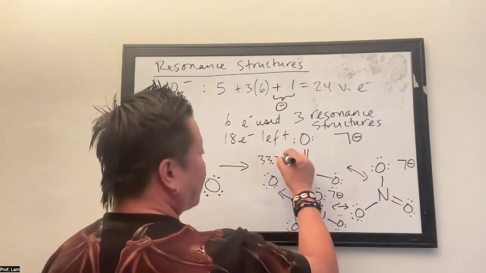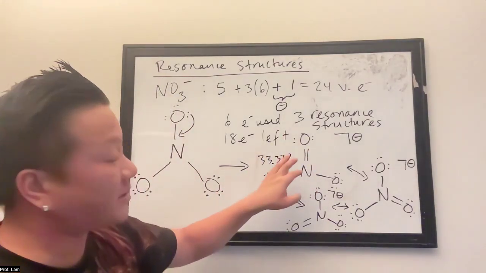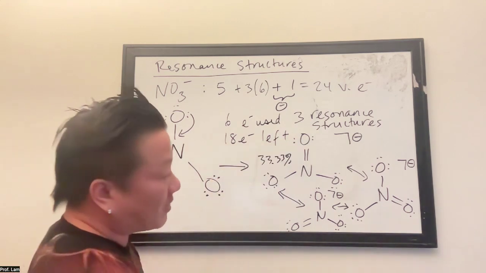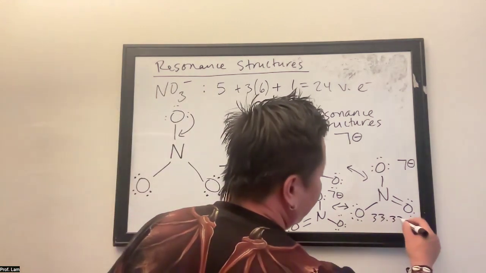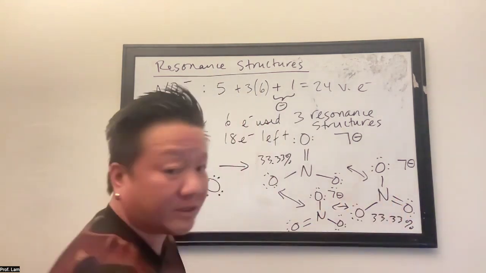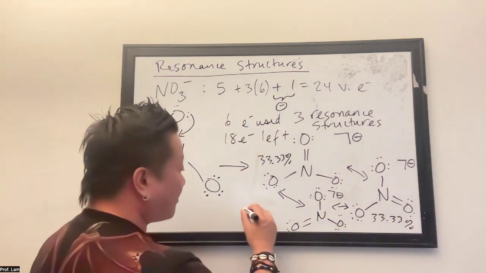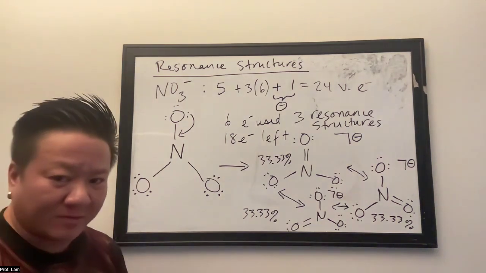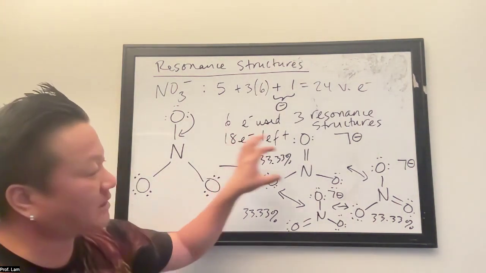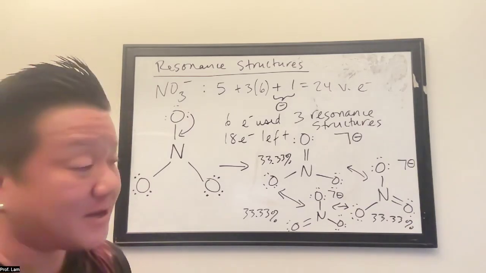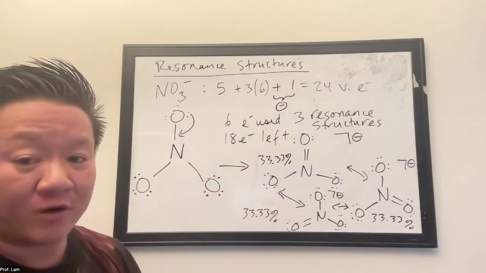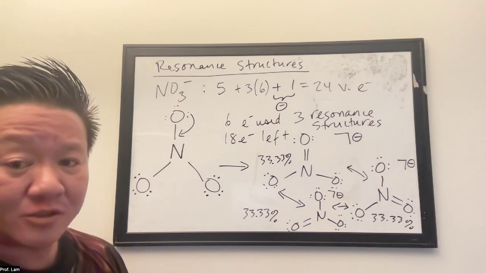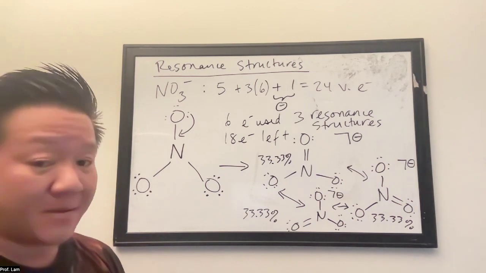So 33.33% of the time, you would say this picture is the truth, as in the 2 electrons lie between these 2 atoms. But another 33.33% of the time, the 2 electrons lie between this nitrogen and oxygen. And then another 33.33% of the time, it looks like that. So because the electrons are constantly in motion, that's why you need 3 snapshots, basically. There are 3 different snapshots of the truth, and together they form the picture of nitrate. And so that's what resonance structures are. Resonance structures are bits of the truth for that molecule.